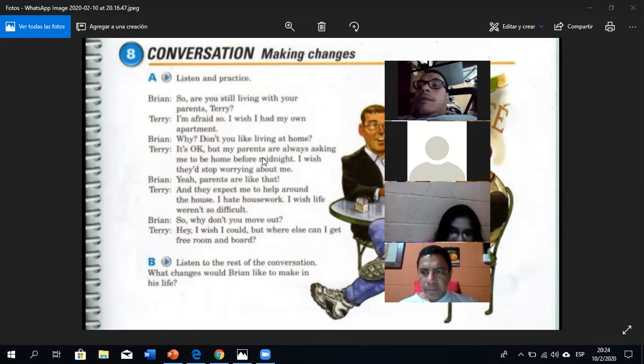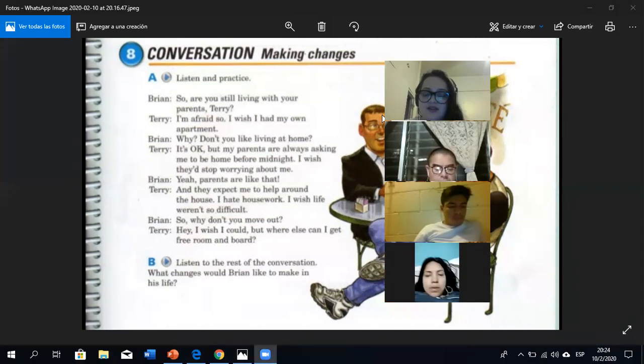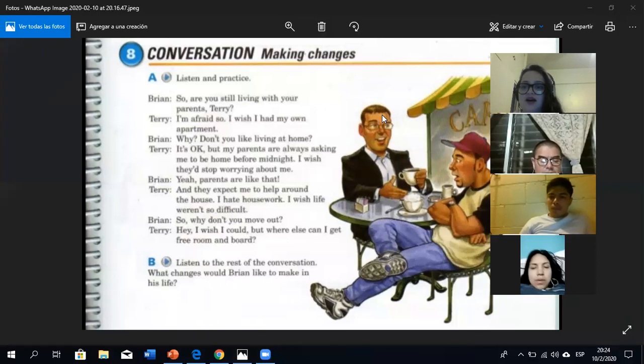Hey, where else can I get free room and board? Okay, very good. So where can you see the structure wish plus past? Where can you see it? I wish I had my old apartment. That's one of them. I wish I had. Okay, wish plus past. Where can you see it? Where else? I wish they stopped worrying about me.